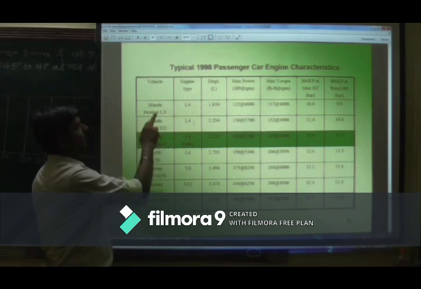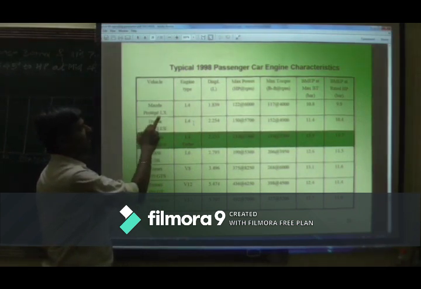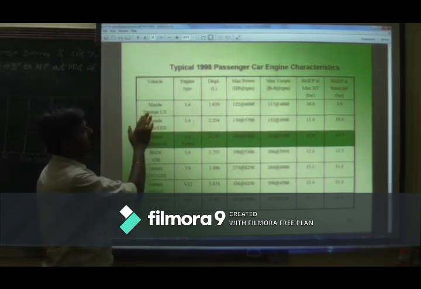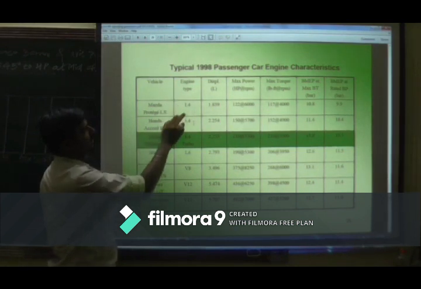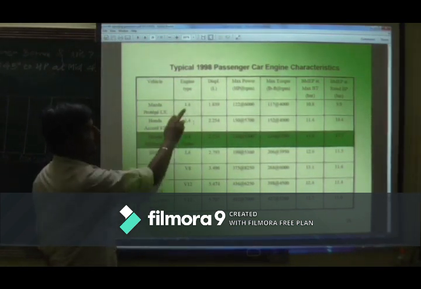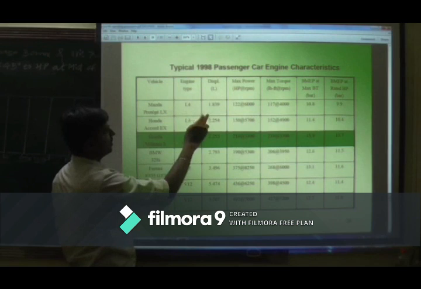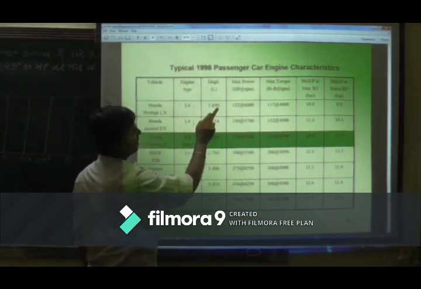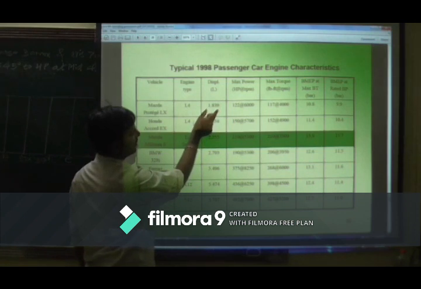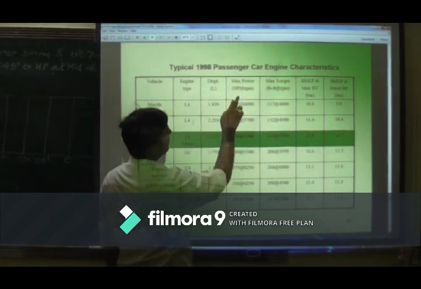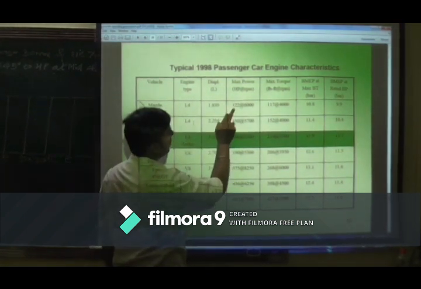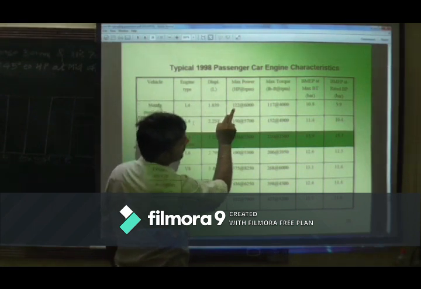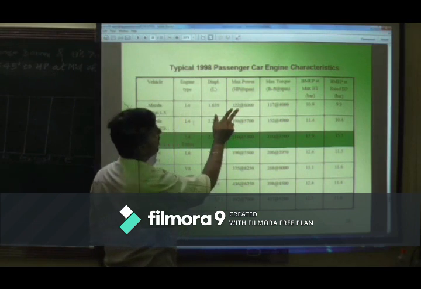Now see, Mazda Protege LX. So this is one vehicle, the name of the vehicle, and the engine type is L4. L4 is the engine type. Displacement is 1.839 liters. So this much is the displacement. Maximum power is 122 HP.